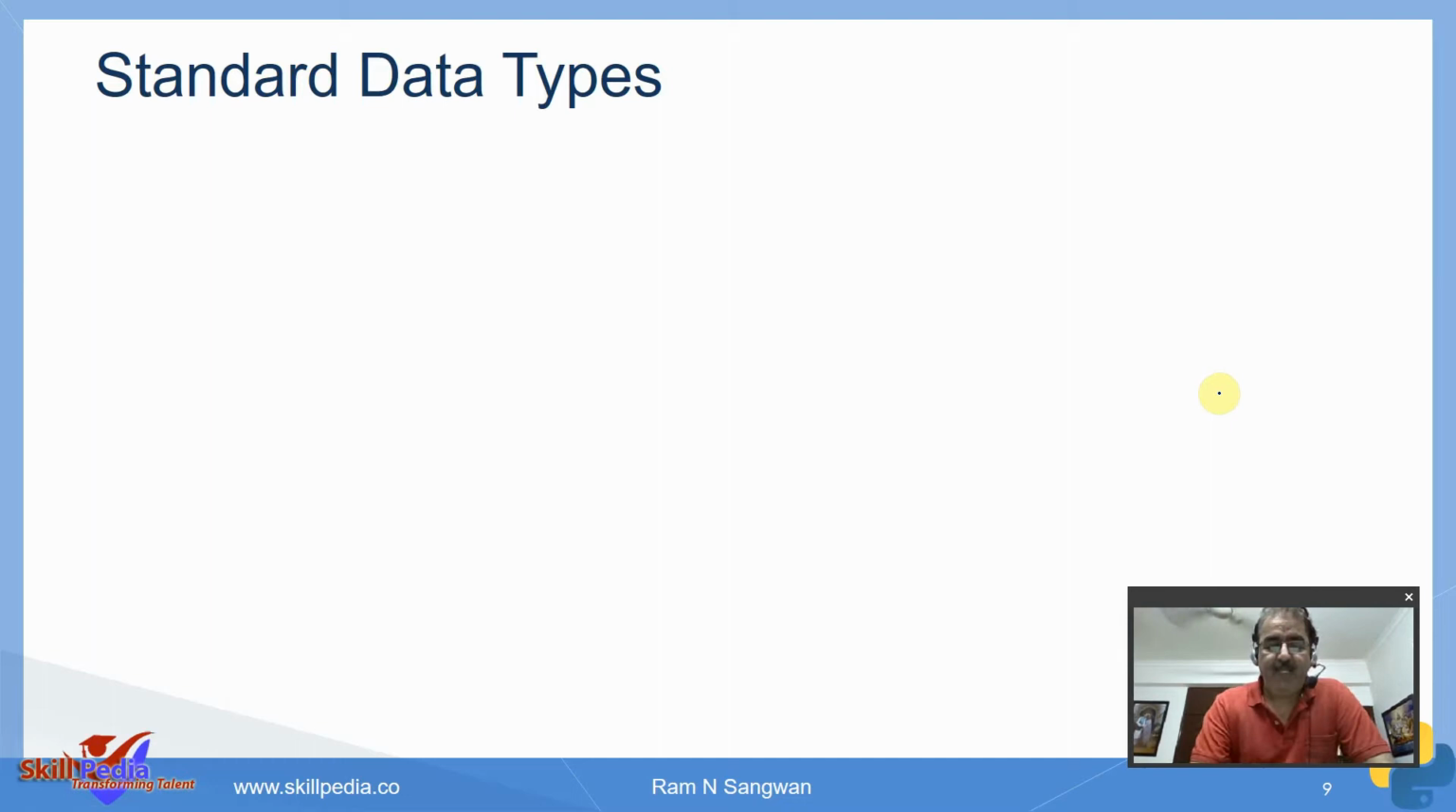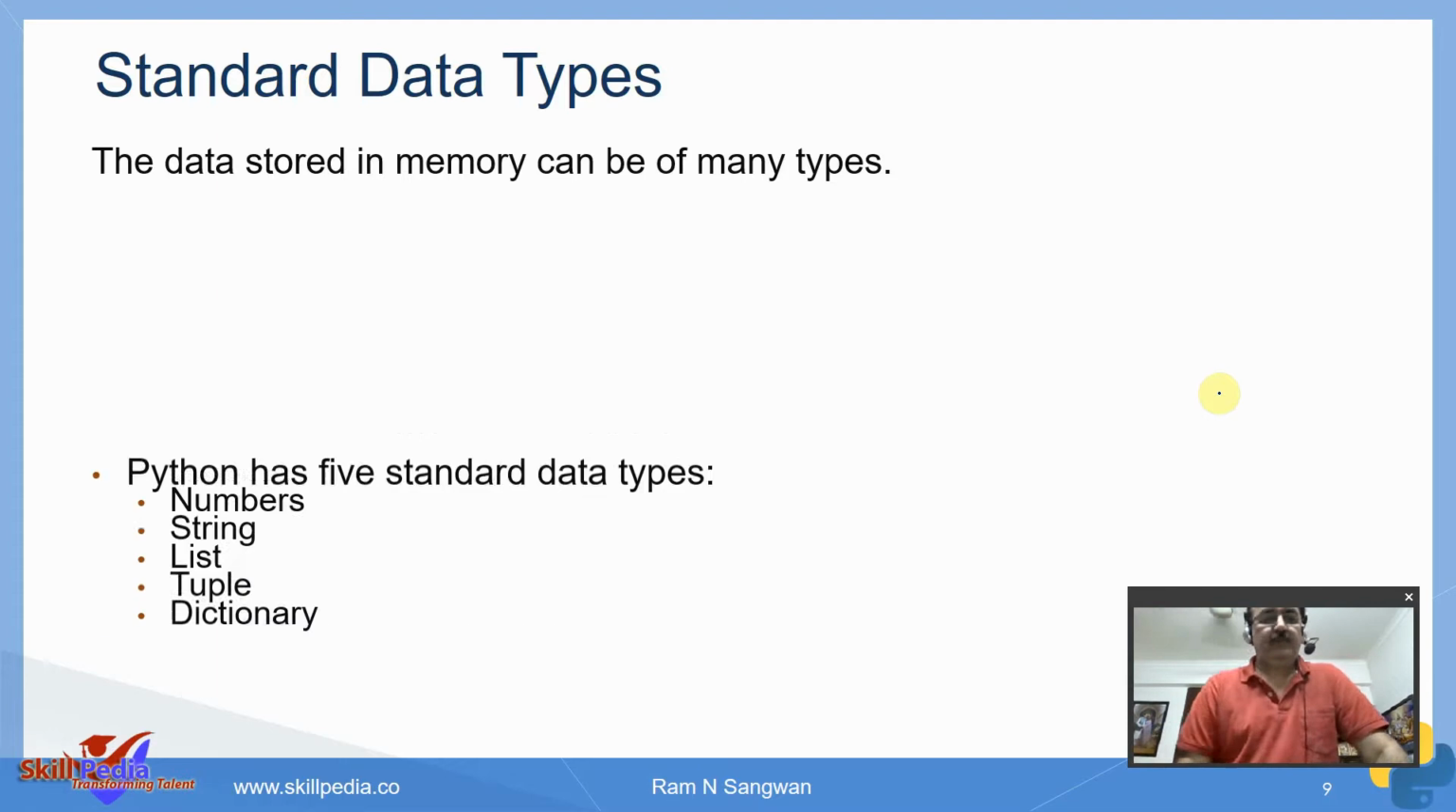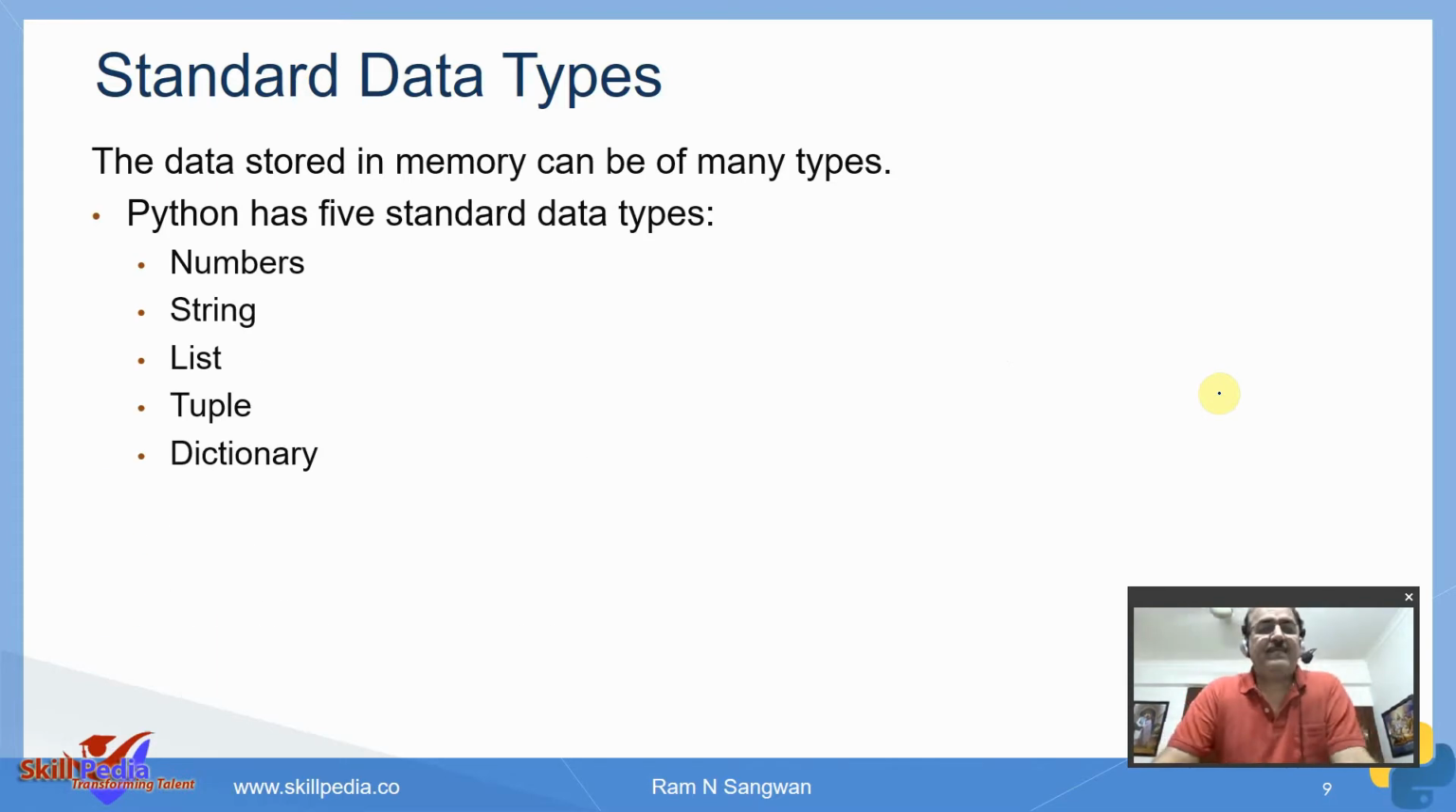Standard data types in Python. The data stored in memory can be of many types. Python has 5 standard data types: numbers, strings, lists, tuples, and dictionaries. We need to understand all of them one by one with examples.